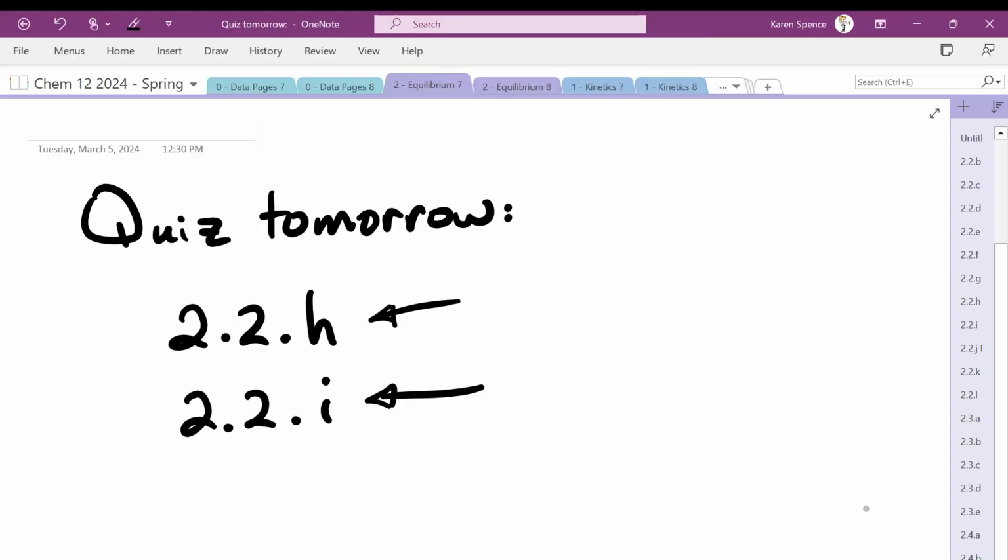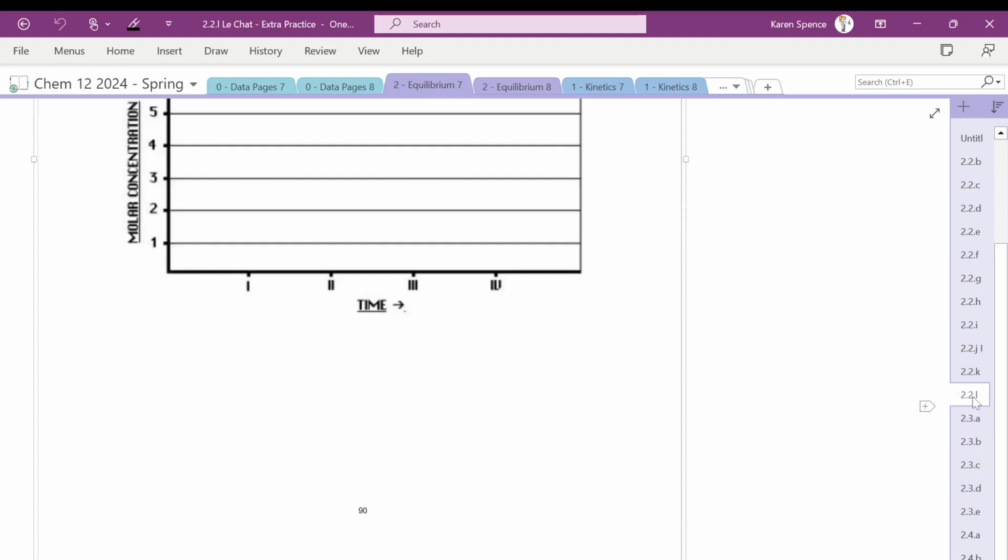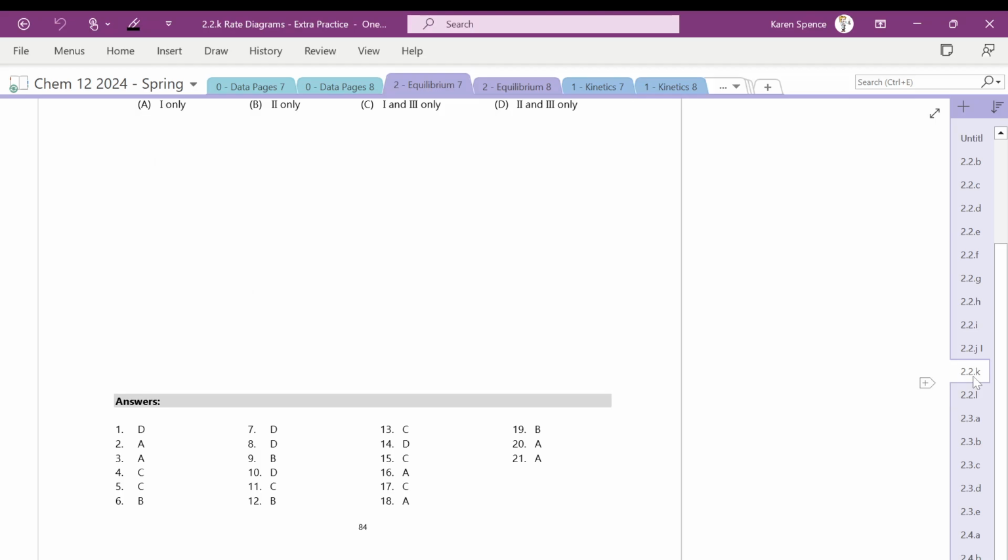To take a very quick look at, where is it?